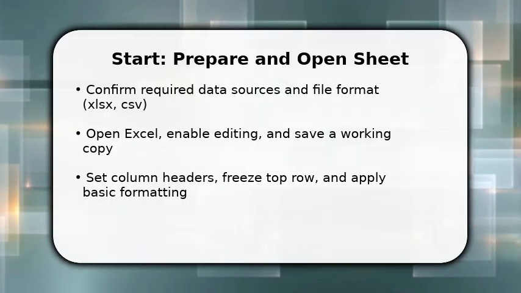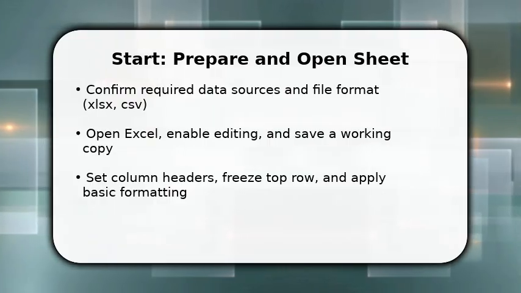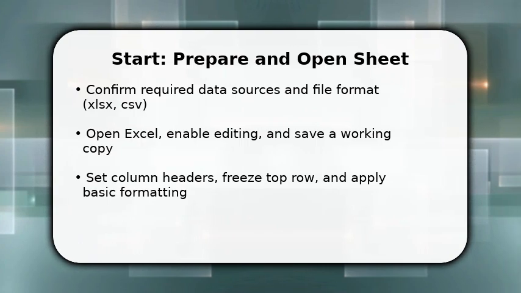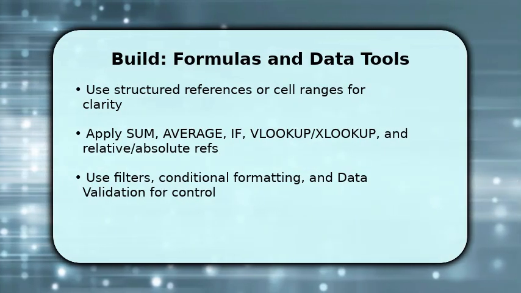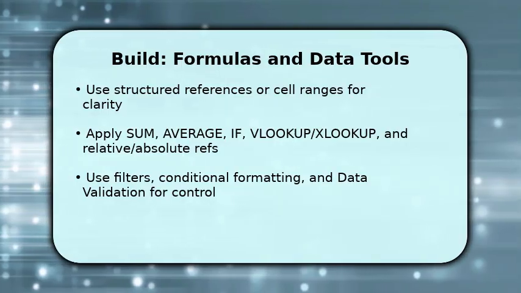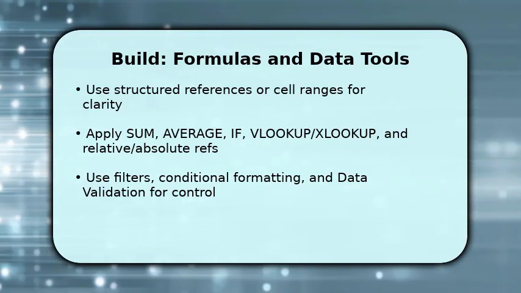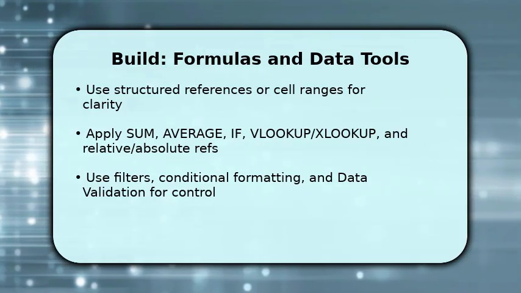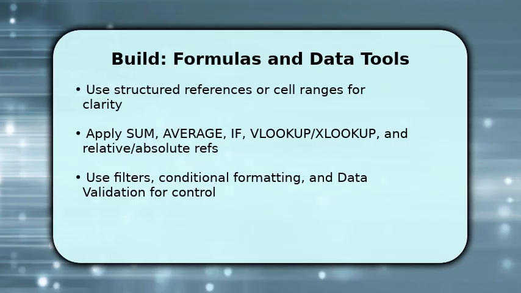Next, check that data types are consistent, dates as dates, numbers as numbers, because Excel relies on types to calculate correctly. Now you construct the logic. Write formulas with intention so they're easy to audit. Start with SUM and average, then layer IF statements for decisions, and use XLOOKUP or VLOOKUP for lookups. Choose absolute references when copying formulas across rows.